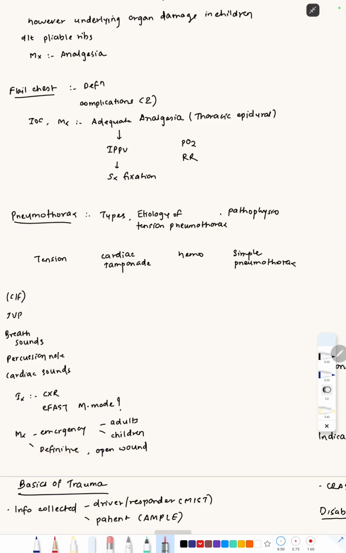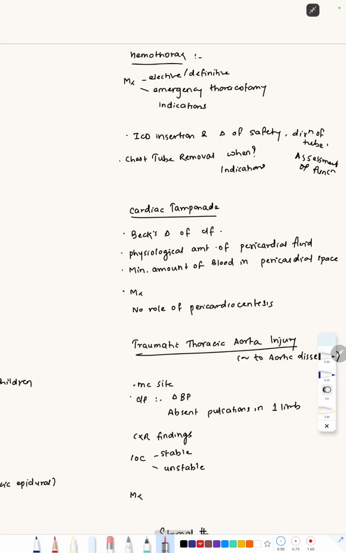Definitive management is going to be tube thoracocentesis, and when an open wound is seen in penetrating trauma, then a three-sided occlusive dressing is done. Then hemothorax is where there is accumulation of blood, it happens because of injury to the intercostal vessels. In management, the definitive management is going to be chest tube insertion, while the emergency management is emergency thoracotomy.